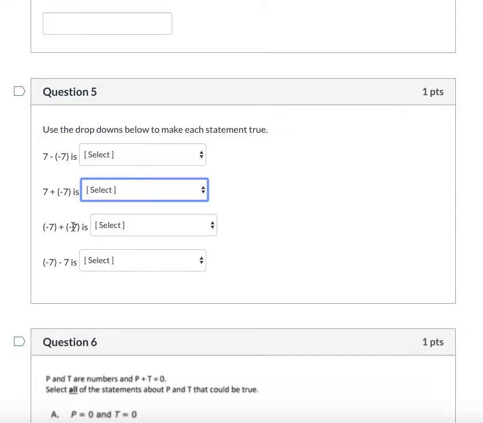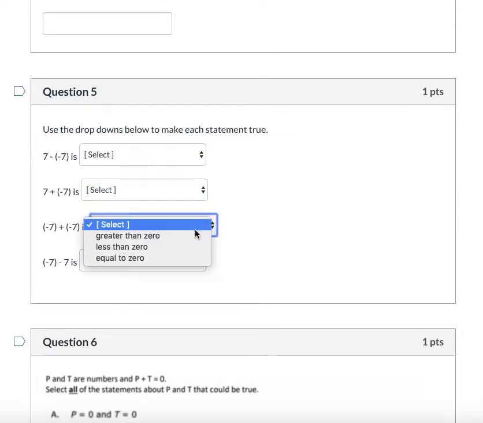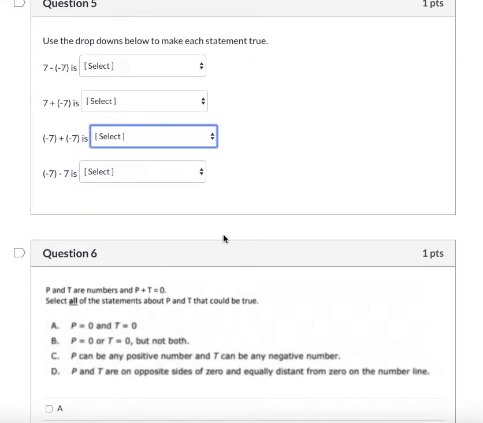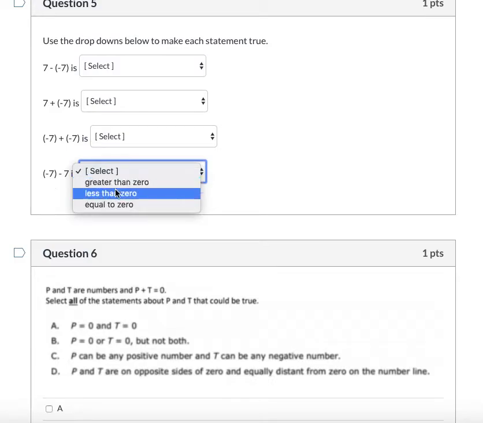-7 plus -7 is greater than 0, less than 0, or equal to 0. -7 minus 7 is greater than 0, less than 0, or equal to 0.